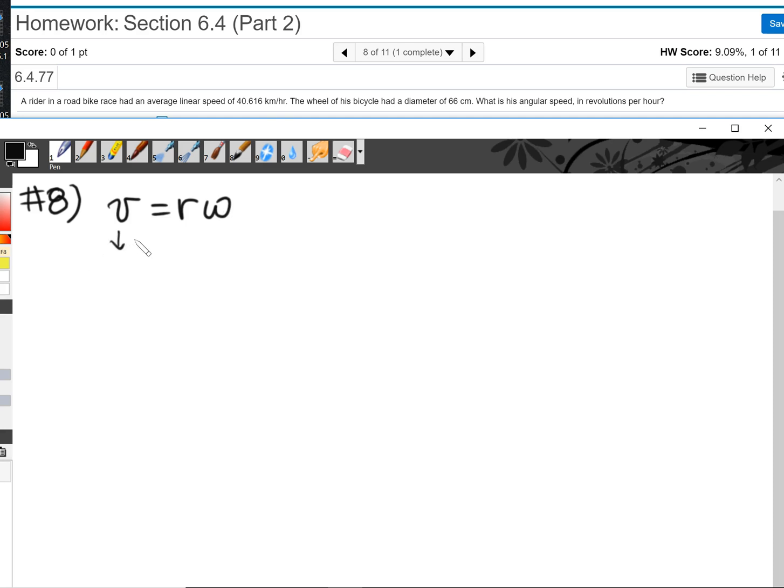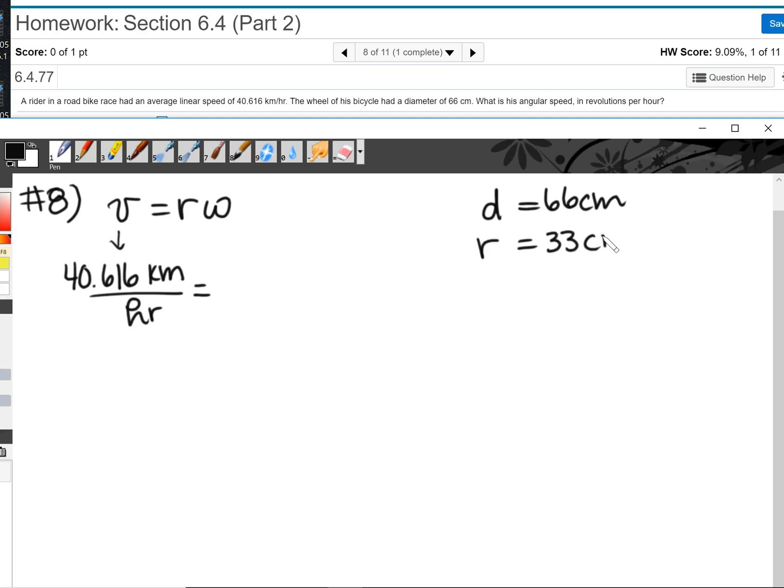So what do I know in this case? I know that v is 40.616 kilometers per hour. And now I need to know my radius, but look at what they've given me. They've given me diameter, so I have a little bit of work to do to find my radius. If my diameter is 66 centimeters, then I know my radius is half of that, that's 33 centimeters. However, notice we're in kilometers per hour, and we want revolutions per hour eventually. So I'm going to need to change the centimeters to kilometers. So let's see how we can do that.